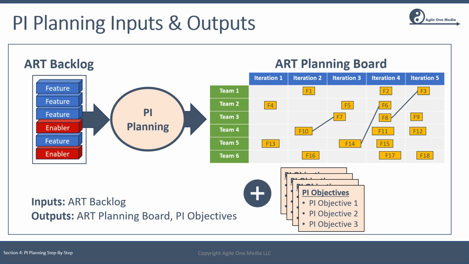Then on the output side, we have 2 major outputs. First, a feature delivery plan confirming which features can be delivered based on team capacities, and an approximate delivery timeline showing feature delivery estimates to the nearest sprint. This is then all summarized in an artifact called the ART planning board.